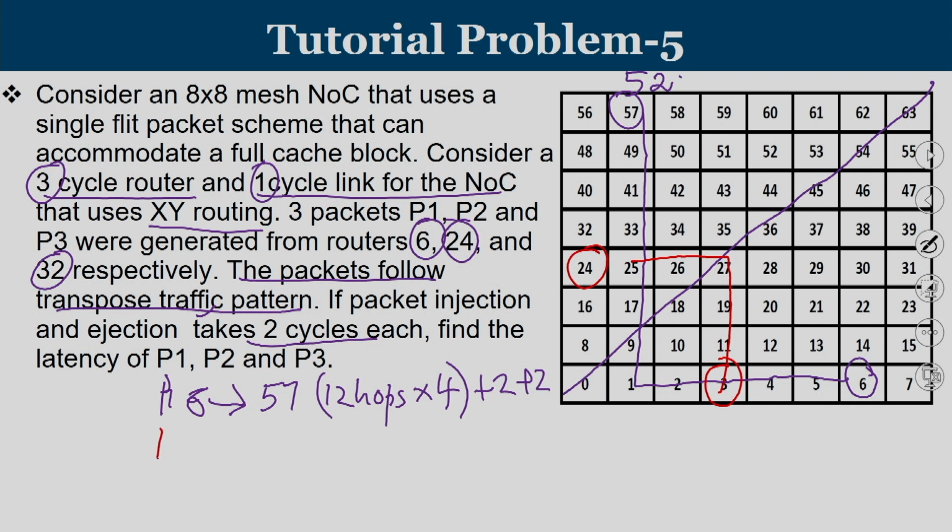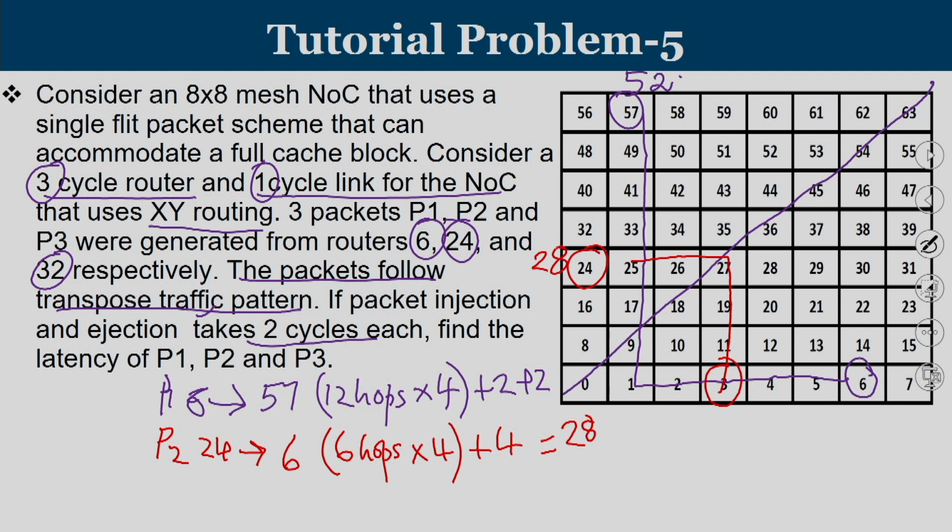So, packet P2 is starting from 24, it is traveling to 3 and it is 6 hops. Each hop will take 4 cycles, plus 2 at the beginning and 2 at the end. So, 1, 2, 3, 4, 5, 6 hops are there. So, that is 6 into 4, that is 24, plus 4, it is 28. So, the second packet's latency is going to be 28 cycles.